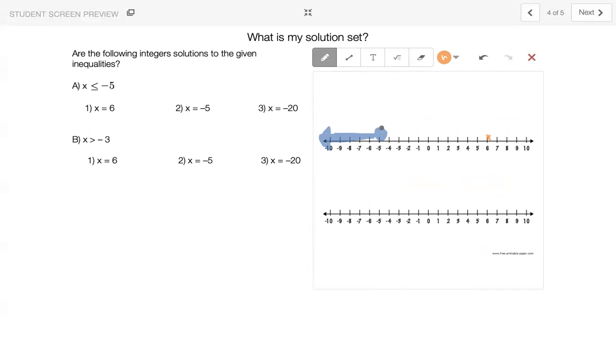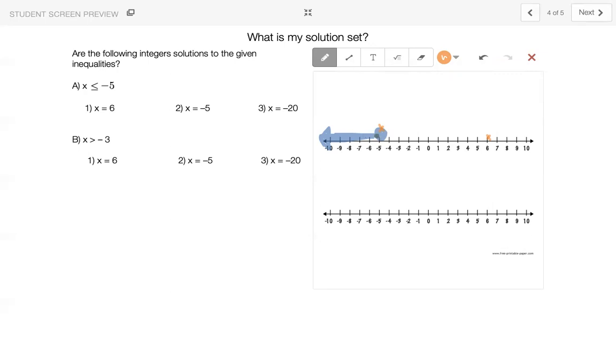Number 2, is x equal to -5? If I put an x on -5, yes, it is a solution because that is where the dot is and it's a filled in circle. So number 2 is true. X is -5 is a solution to this graph. Next question. X equals -20.